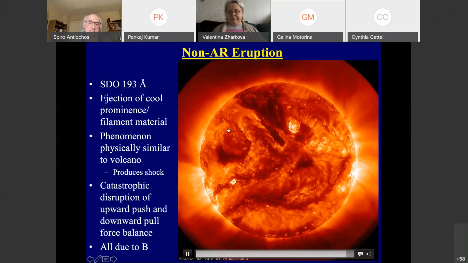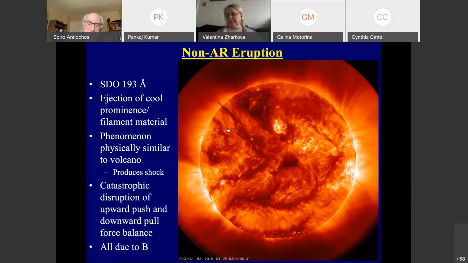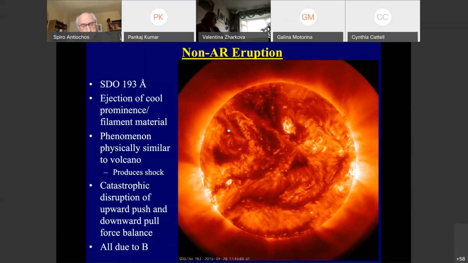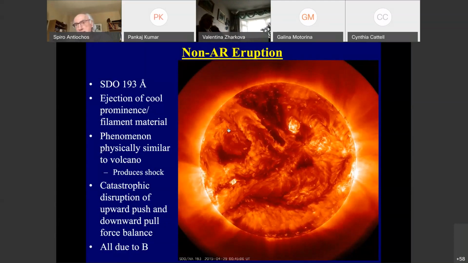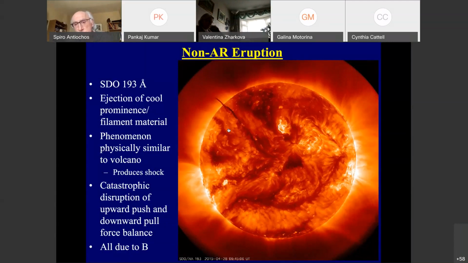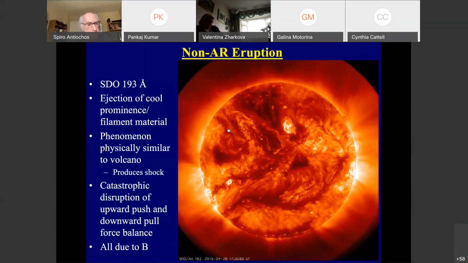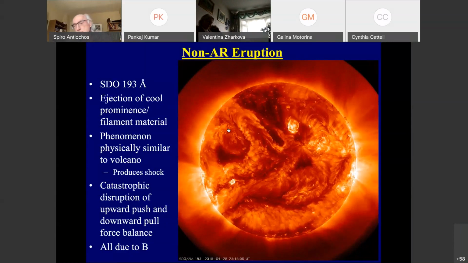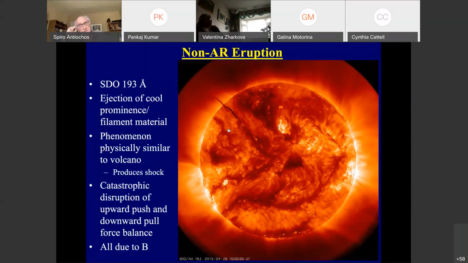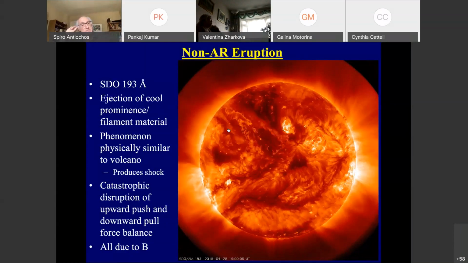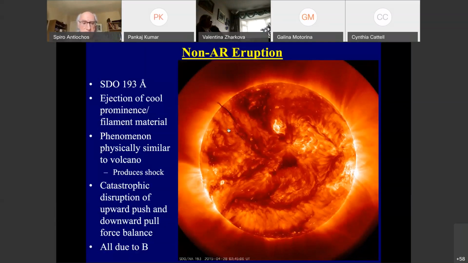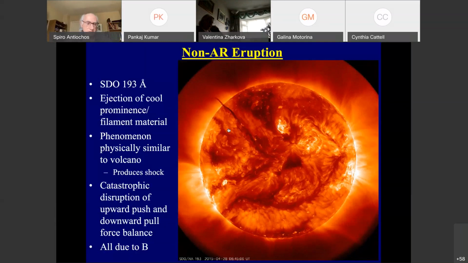Just by looking at this movie, you can see something about the phenomenon. The phenomenon is physically similar to a volcano. In fact, it's very similar to a volcano. People sometimes describe flares as solar storms, but they're not storms, they're volcanoes. And you know they're volcanoes because they produce shocks. A hurricane on the Earth never produces a shock. You only get shocks from something like a supervolcano; Krakatoa produced a shock that traveled around the world.